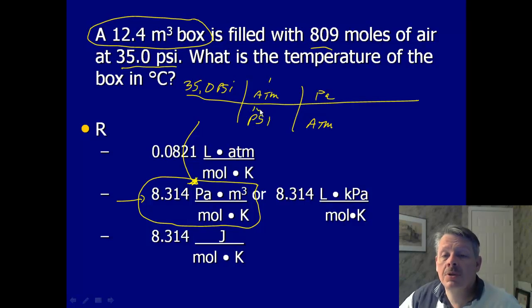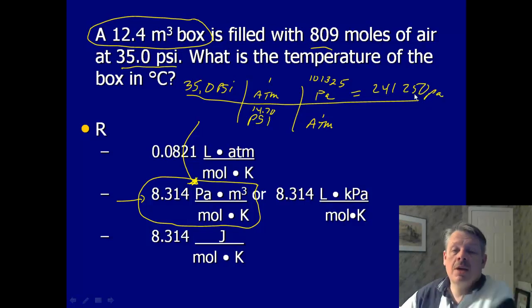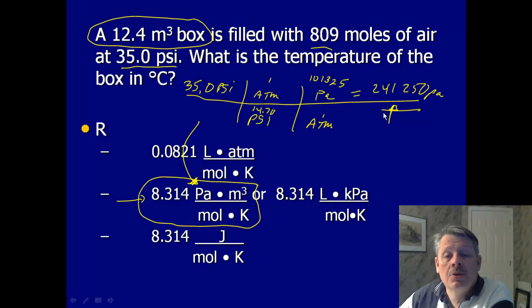And 1 atmosphere is 14.70 psi, and 1 atmosphere is 101,325 pascals. And if I multiply this whole thing out, I get 241,250 pascals. And you say, oh, wait a minute, you can only have 3 sig figs. You're right. In my answer, when I'm all done with this whole thing, I'm only going to have 3 sig figs. But please don't round along the way, because if I round this to only 3 sig figs, I'm losing precision as I'm going along. So don't do multiple rounding errors. Only round once when you're all the way done at the end.